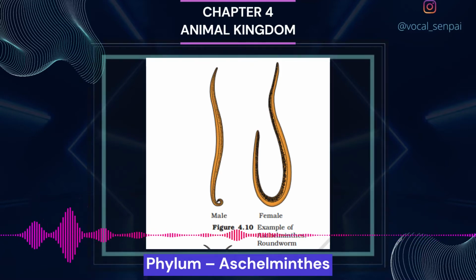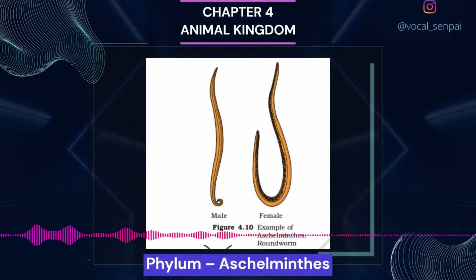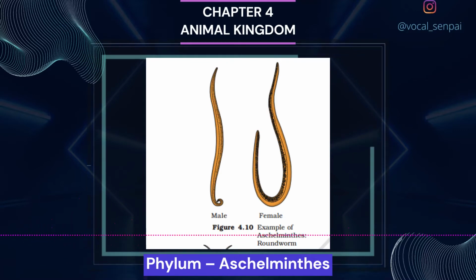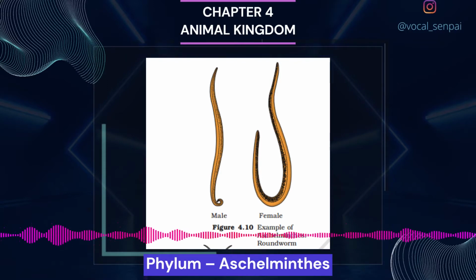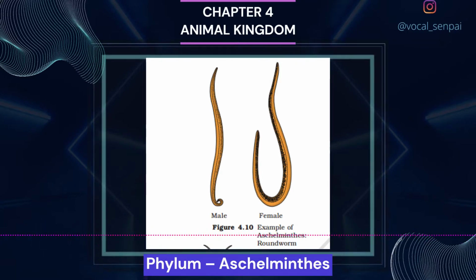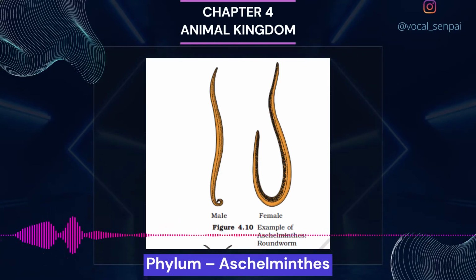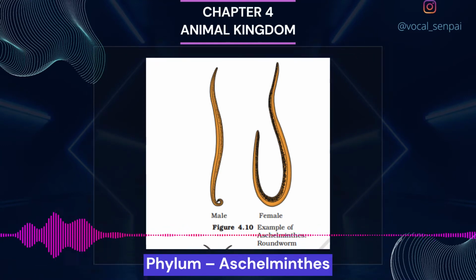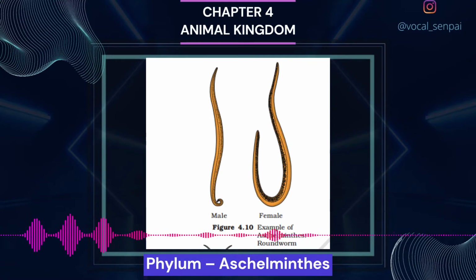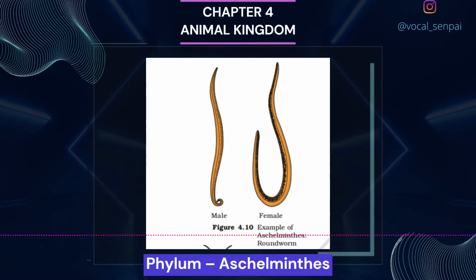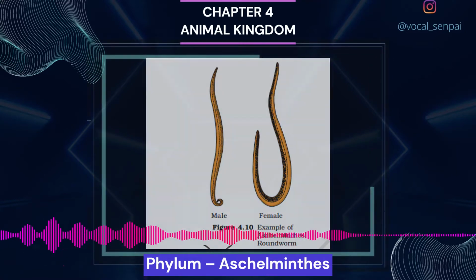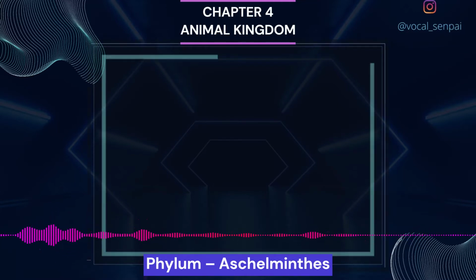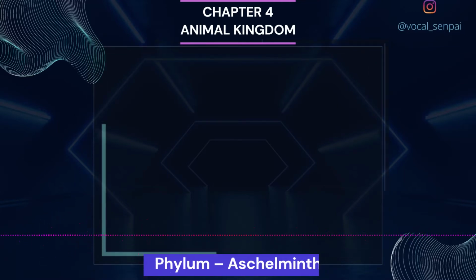An excretory tube removes body wastes from the body cavity through the excretory pore. Sexes are separate, dioecious, i.e., males and females are distinct. Often females are longer than males. Fertilization is internal and development may be direct, the young ones resembling the adult, or indirect. Examples: Ascaris, roundworm, Wuchereria, filaria worm, and Ancylostoma, hookworm.